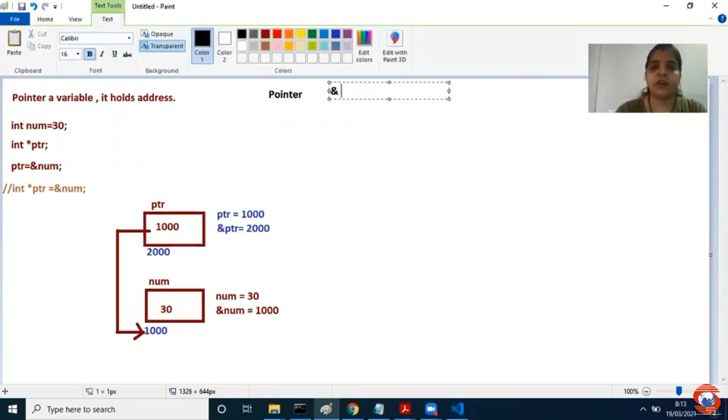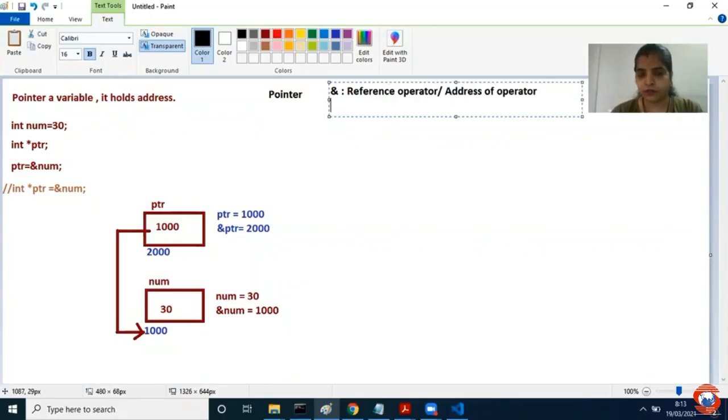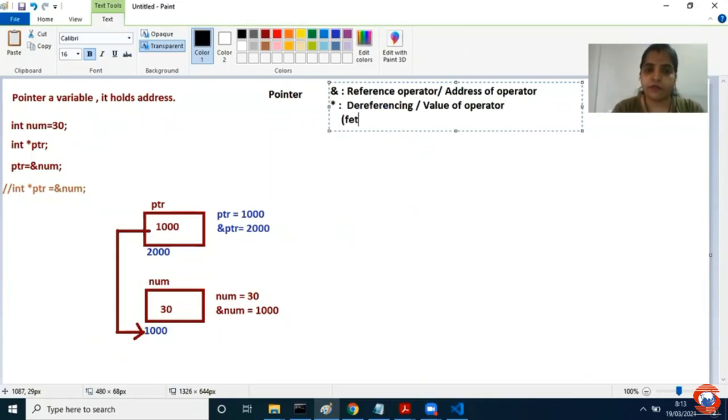Now, in case of pointer, we have two special operators. The first operator is the AND operator (&), which is called the reference operator, or it is also called the address of operator. It is used to fetch the address of that particular location. The next operator is the asterisk sign, which is called the dereferencing operator, or you can also call it the value of operator. What is dereferencing? Dereferencing means fetch the value at that location. At which location? Wherever the pointer is pointing.